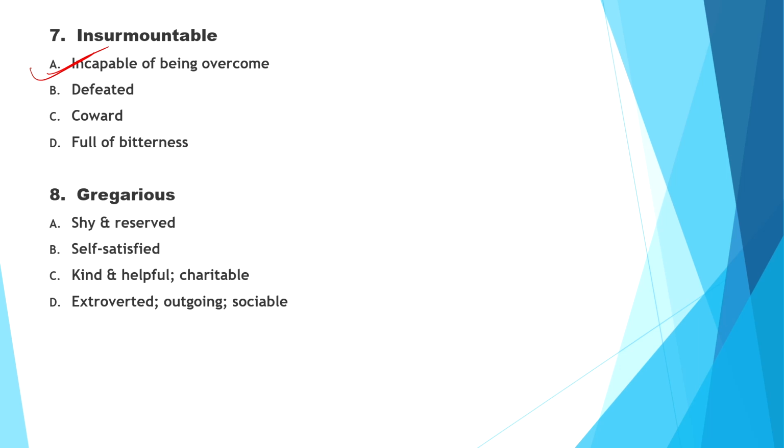So is it done? Let's check. The correct answer is option D. Gregarious means someone who is outgoing, sociable, fond of company of others, basically an extrovert. Hence clearly option D, that is extroverted, outgoing and sociable, is the correct answer choice. Fine. I hope it's clear.